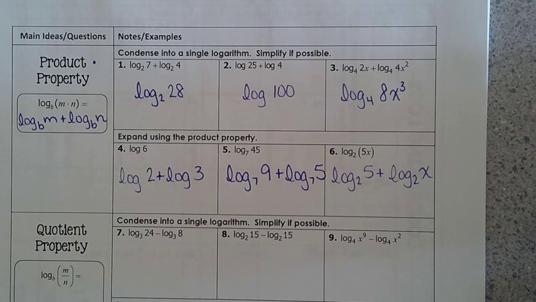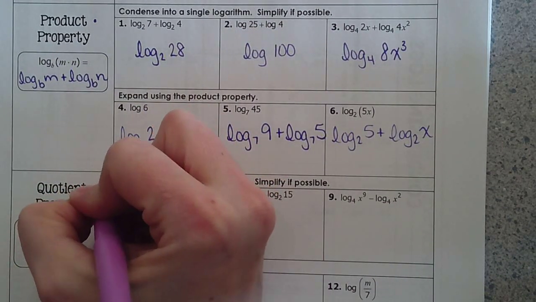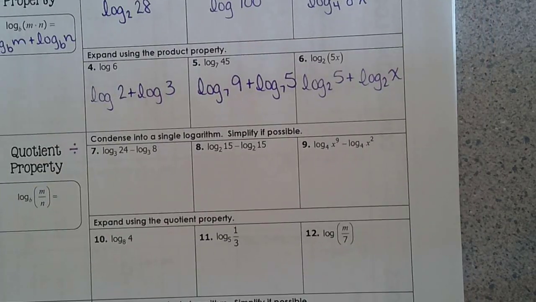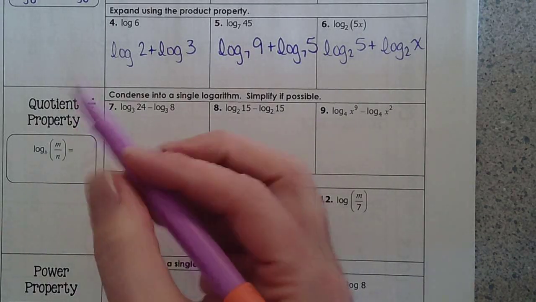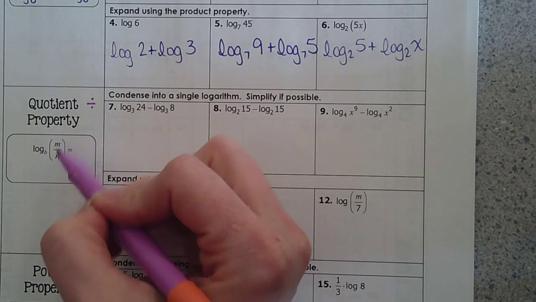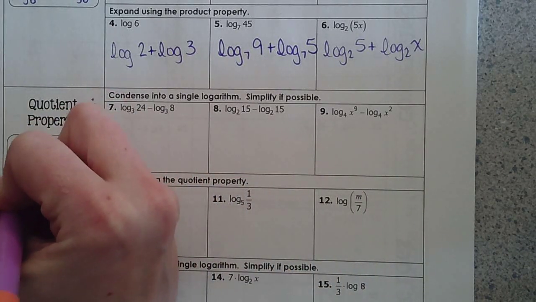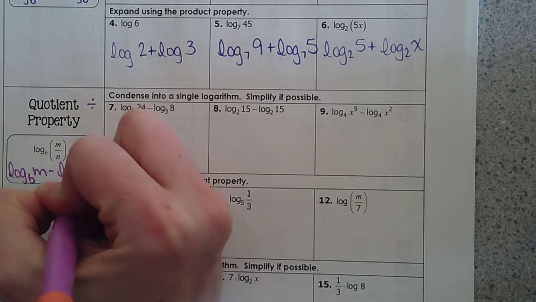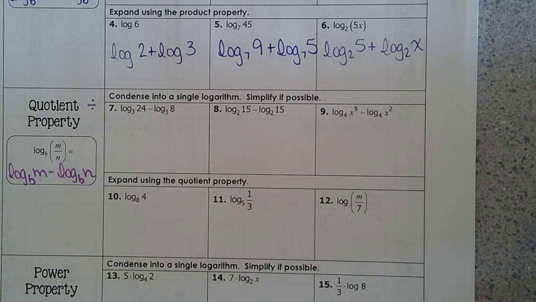Okay, our next property is the quotient property. Quotient means division. And when we think of our exponent rules, division goes with subtraction. So when we think of our log rules, division goes with subtraction. So if I have a term here that can be broken into a division problem, I can write log base b of my numerator minus log base b of my denominator, and I can go in reverse.